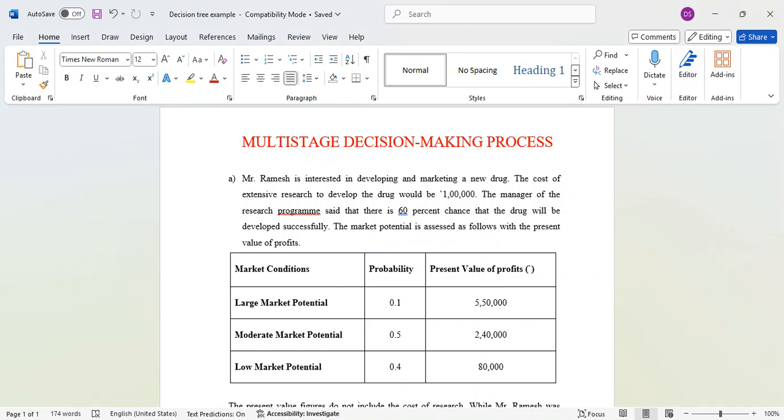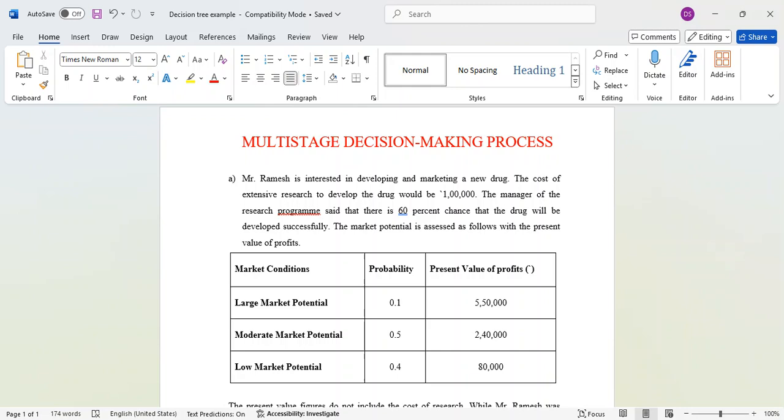Till date, if you go to my playlist in the decision theory category, you will find that all the videos are on the one-stage decision making process. But in real life situations, when you are taking decisions, we have a number of choices, and every choice is critical towards the right decision. So the multi-stage decision making process comes into the picture.